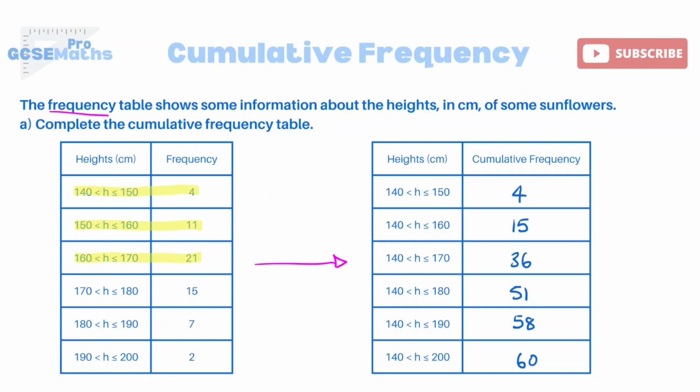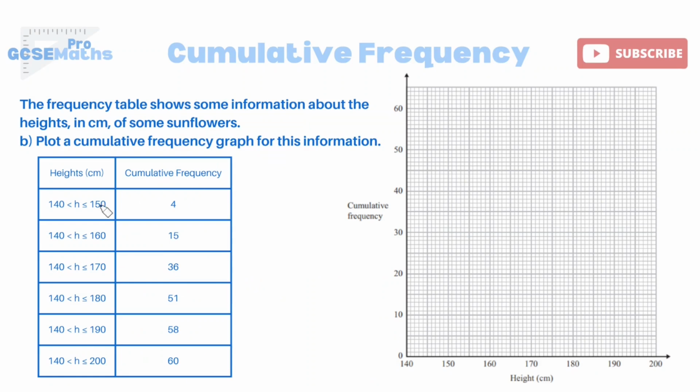Now for the next bit, I've just copied that table here. So we've got the exact same thing, the cumulative frequency table. Part B is to plot a cumulative frequency graph for this information. So obviously we're just going to carry on as we did in that first question. Now that I've got the cumulative frequency table, I can then just copy across those numbers. Again, remember which of the values on the x-axis we're going to plot. It's always the values on the right-hand side of your inequalities.